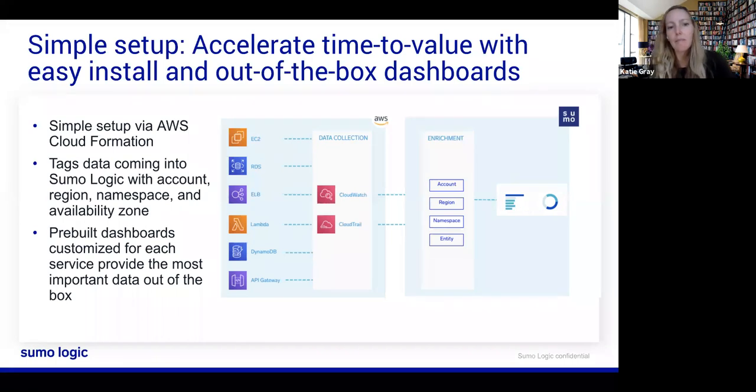And then for each of those services, we're pulling in the CloudWatch logs and metrics and the CloudTrail logs into Sumo Logic. And I talked a little bit about the enrichment. On the Sumo side, what we're doing is tagging the account, region, namespace, and entity for all of these namespaces as they're brought into the Sumo platform. With that enrichment is how we're doing the pivoting from logs to metrics.